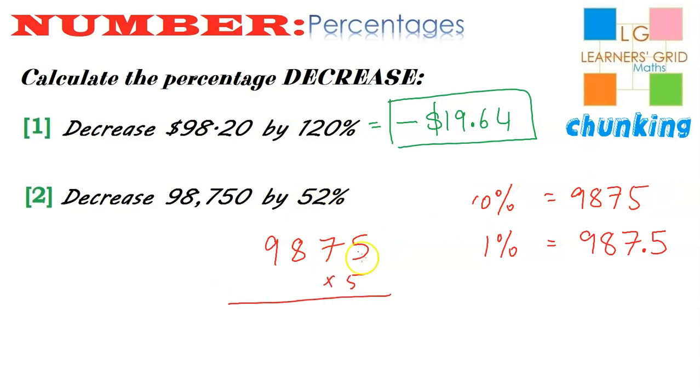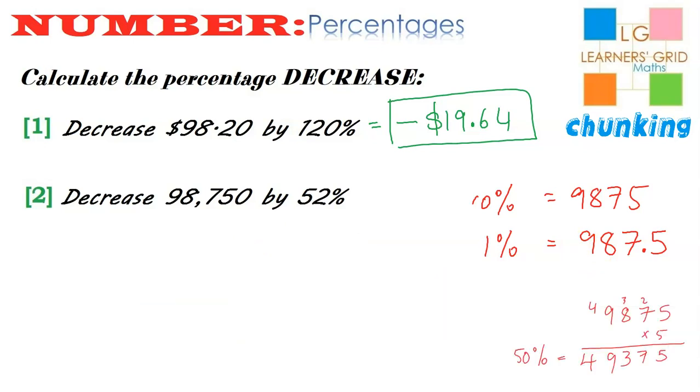So multiply by 5. 5 5s are 25. That's 35, 36, 37. 5 8s are 40 plus 3, 43. And 5 9s, 45 plus 4, 49. So that's 50%. Okay, I need 2 more percent. So what I might do is take 50% and write that down. 49,375, and just add my extra 2%.